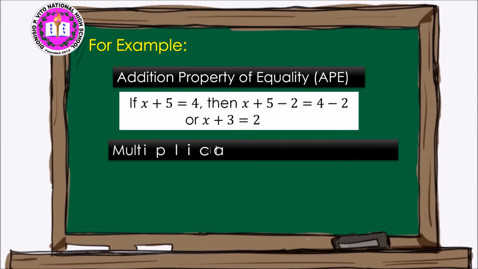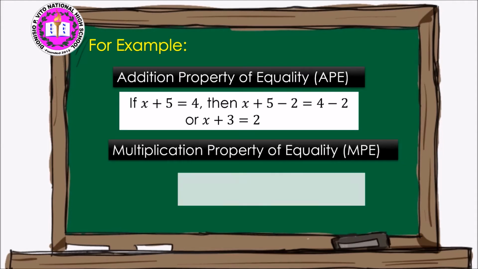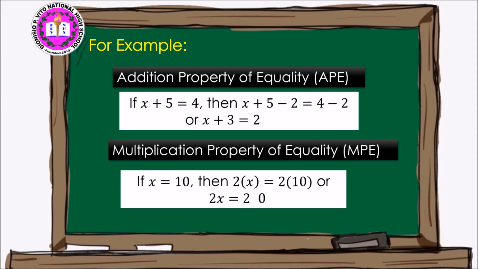Another example is for the multiplication property of equality. So we have, if x is equal to 10, then 2 times x is equal to 2 times 10, or 2x is equal to 20.